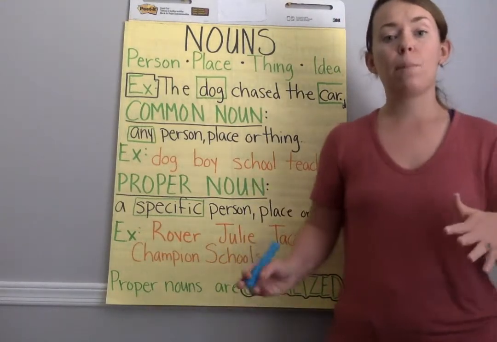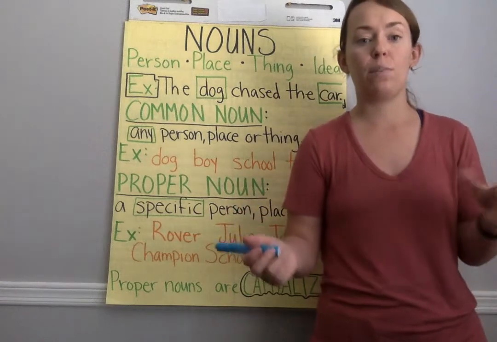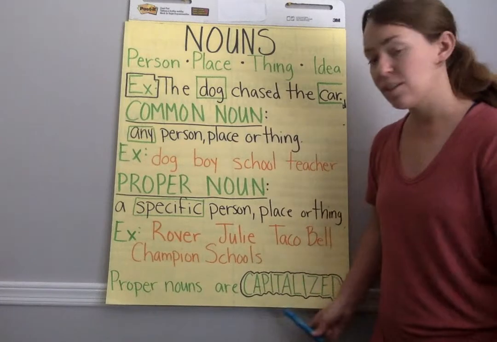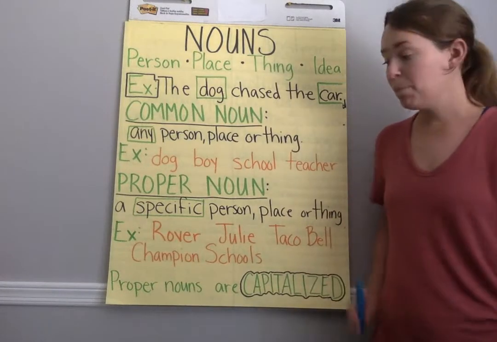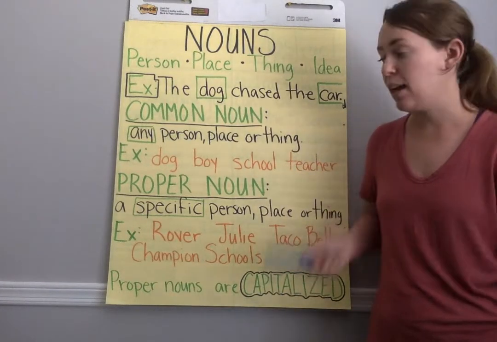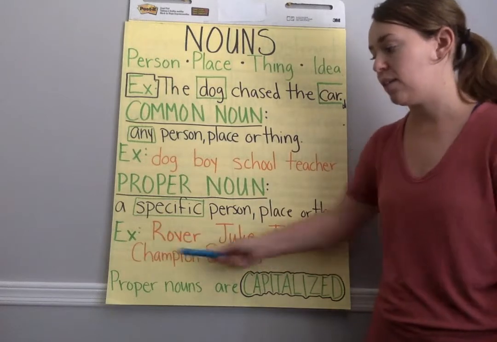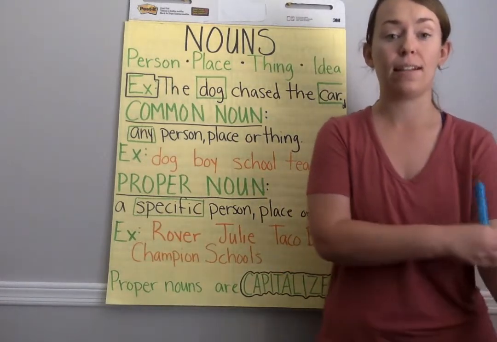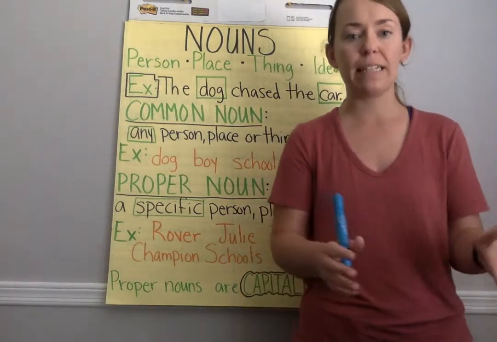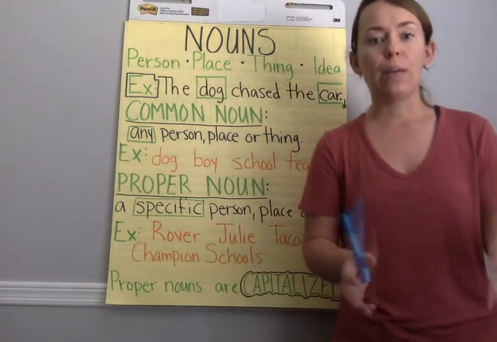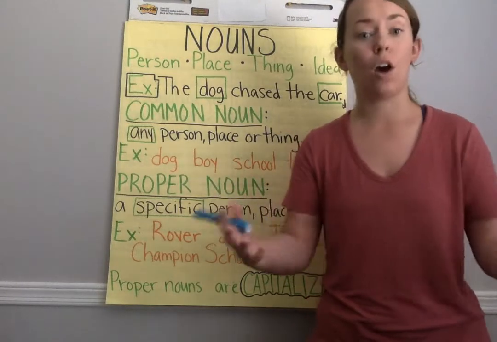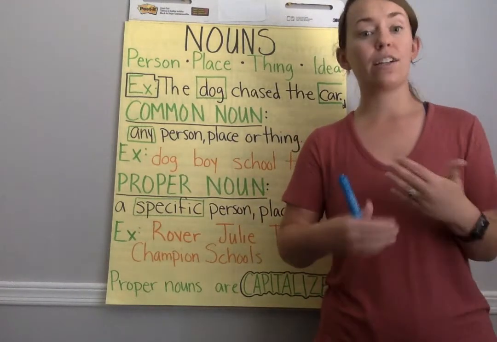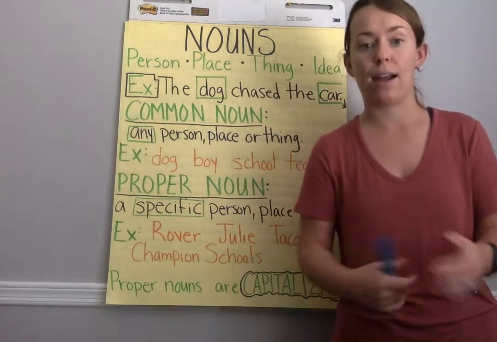The biggest difference to understand between common nouns and proper nouns is that proper nouns are capitalized. So you can always tell it's a proper noun when it has that capital letter at the beginning to let you know that it's talking about the name of the place. Now to go a little bit deeper into that, when we have a name like Taco Bell or Champion Schools and it's not capitalized, we need to correct that to turn it into the proper noun.